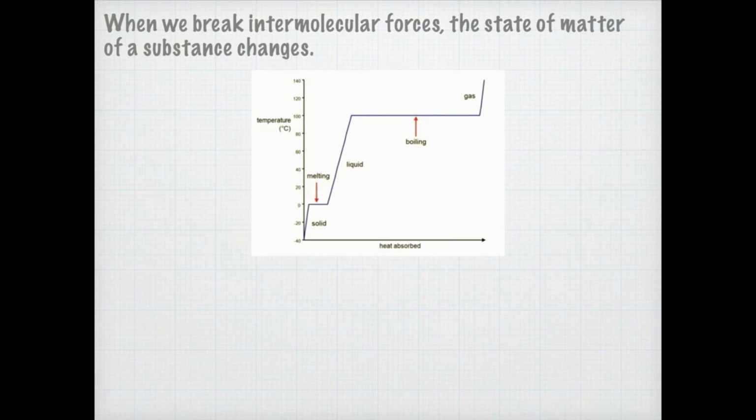Okay. In reverse, if you're going from right to left, so let's say you're going from a gas to a liquid, if you are condensing or if you are freezing, that energy is being released when you are forming intermolecular attractions. Okay, so going from left to right, for melting and for boiling, energy is put in to break intermolecular attractions, and going from right to left, energy is released in order to form intermolecular attractions.